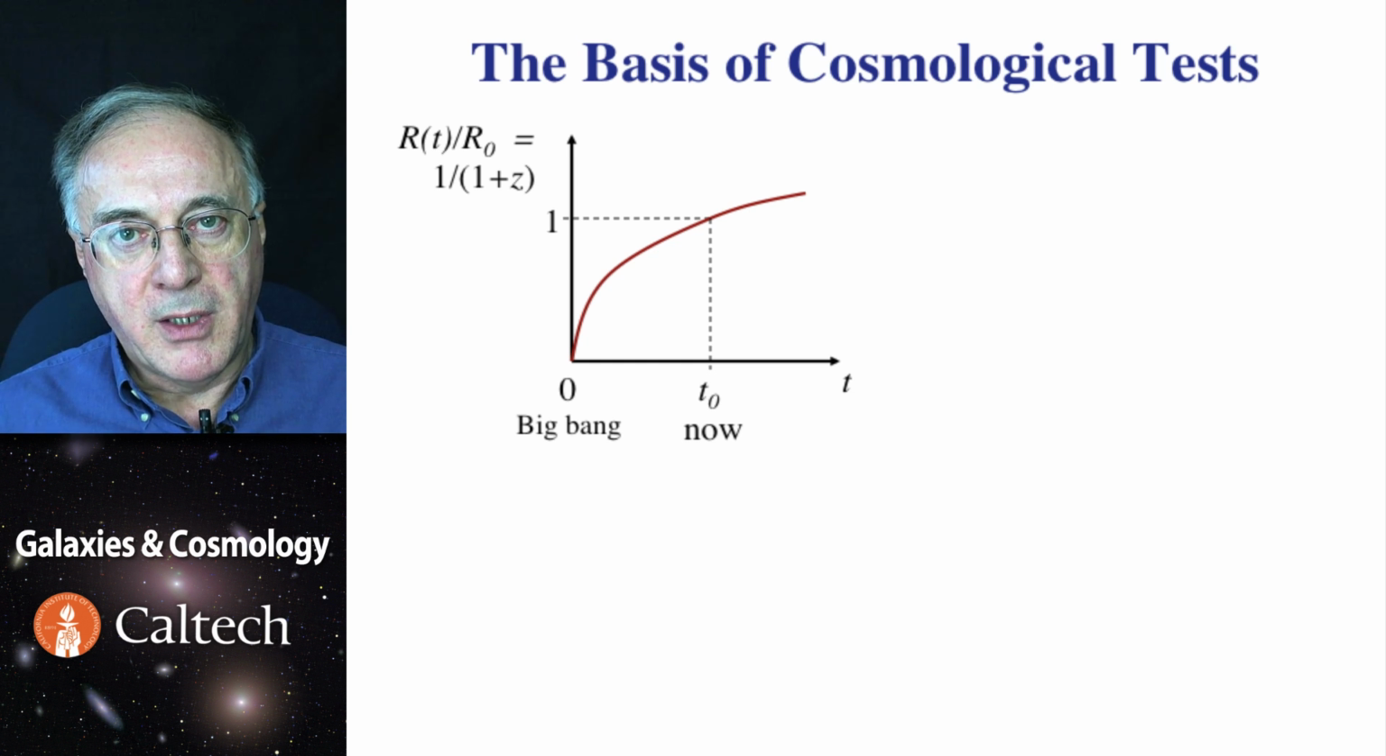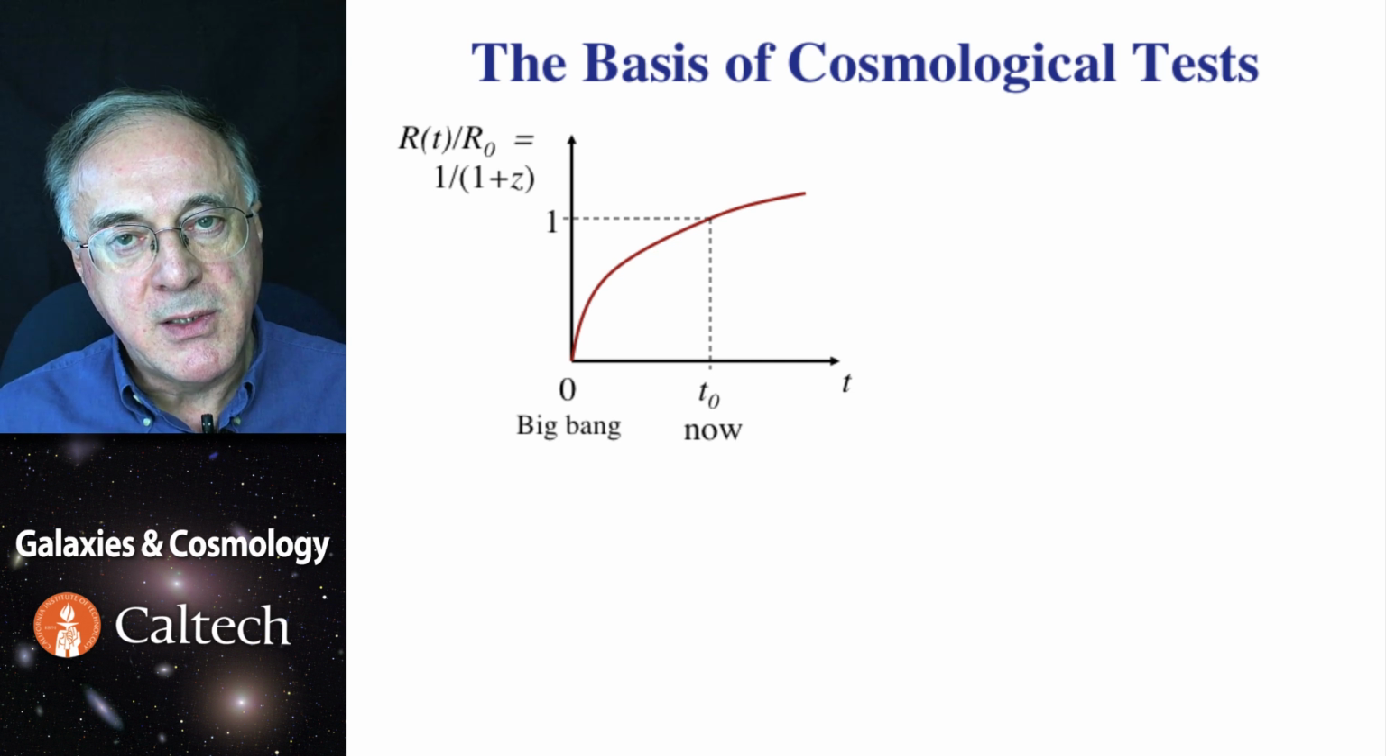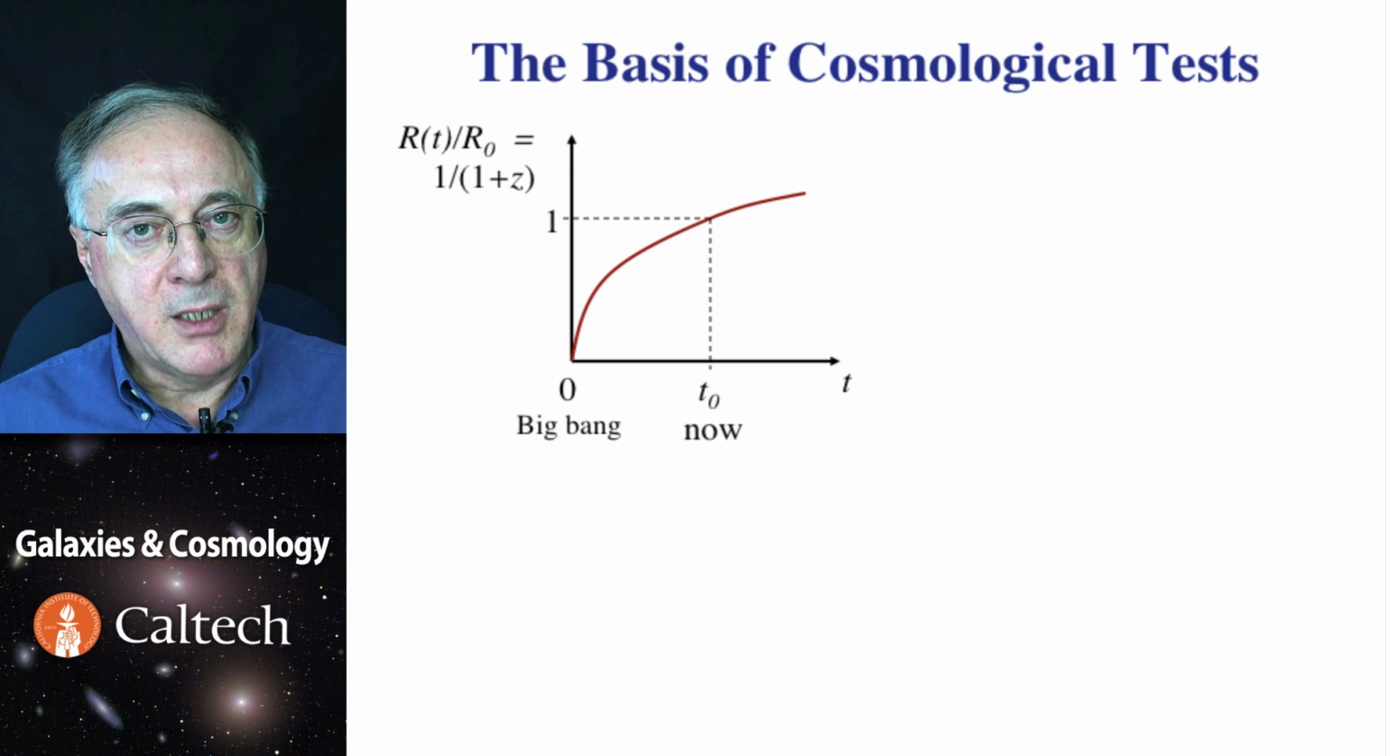The expansion factor, R of t, is simply related to redshift. That is an observable quantity, and that's the easy part. The other axis is the time axis. Now, unfortunately, distant galaxies do not carry gigantic clocks on them, so it's very hard to figure out the look-back time between us and some distant point in a way that can be measured.